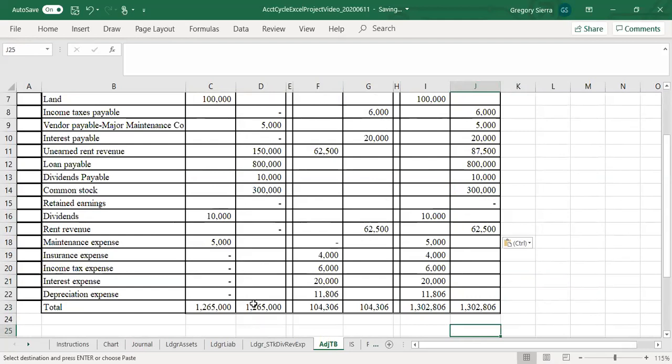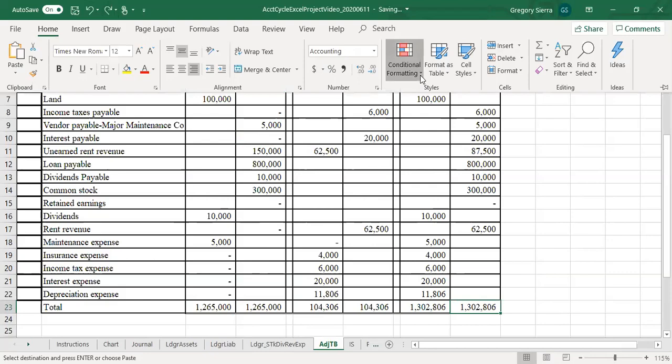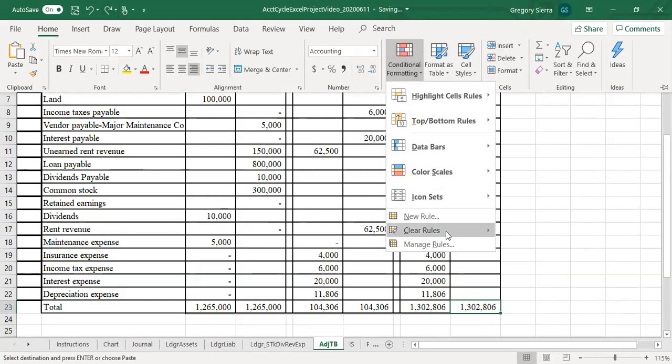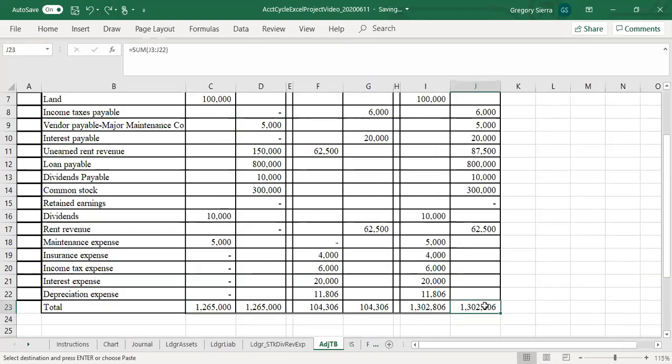Okay. One thing I would like to do, so let's see if it's working. Yes, it's working. So if the debits don't equal credits, I have a conditional format on each total in the credit row, credit column, so that it will show that kind of pink color. So let me show you how to do that real quickly. If you go to home, conditional formatting, I'm going to say clear rules from selected cells. So I just cleared the rule from this cell.